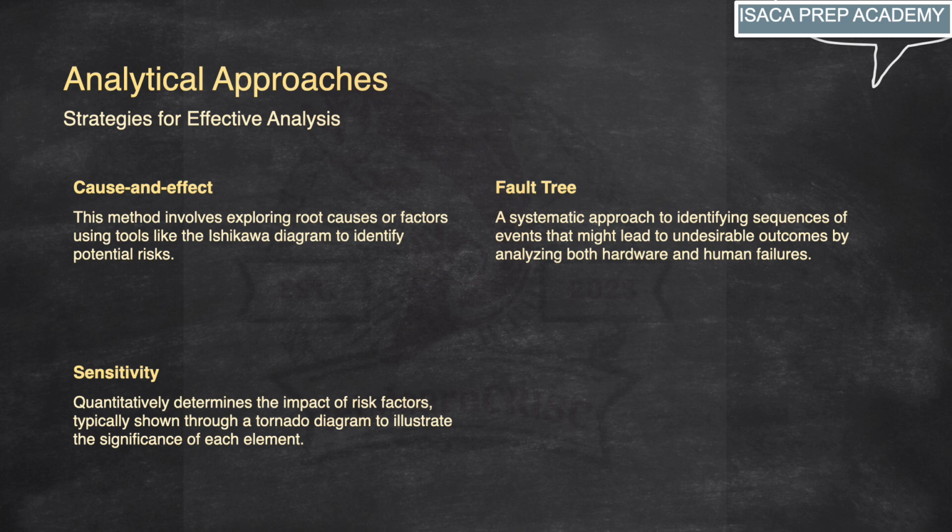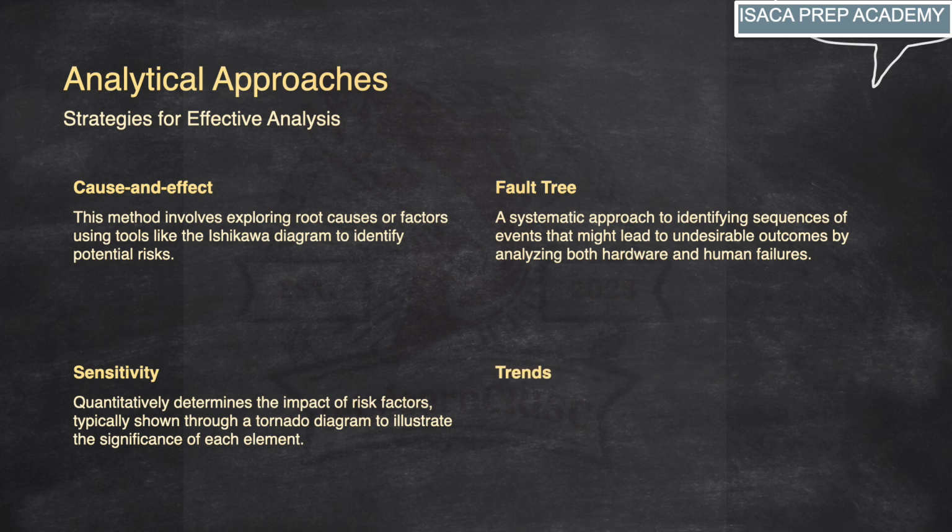Just take an example, picture a tornado spinning around with different elements sticking out. In this case, the elements are the risk factors and the length of each one represents how much it can influence the outcome. So for example, in cybersecurity, we might use sensitivity analysis to see how much a weak password or a software vulnerability can increase the risk of a cyber attack. And by knowing which factors are the most sensitive, we can focus our effort on managing them effectively and reducing the overall risks.